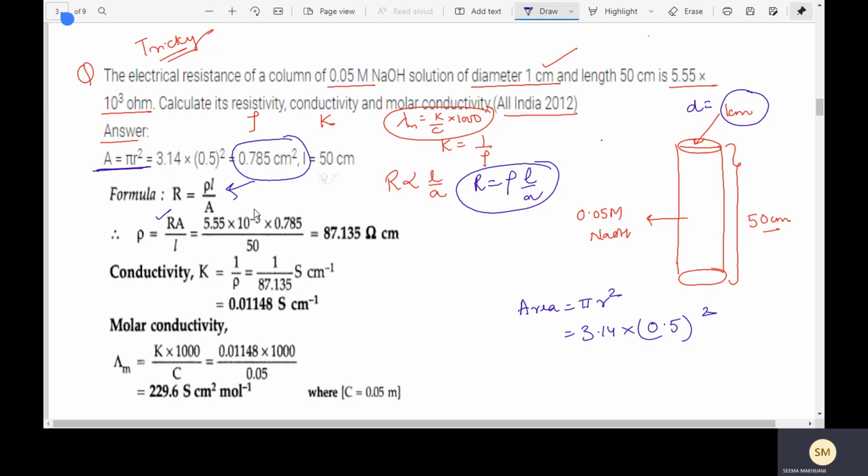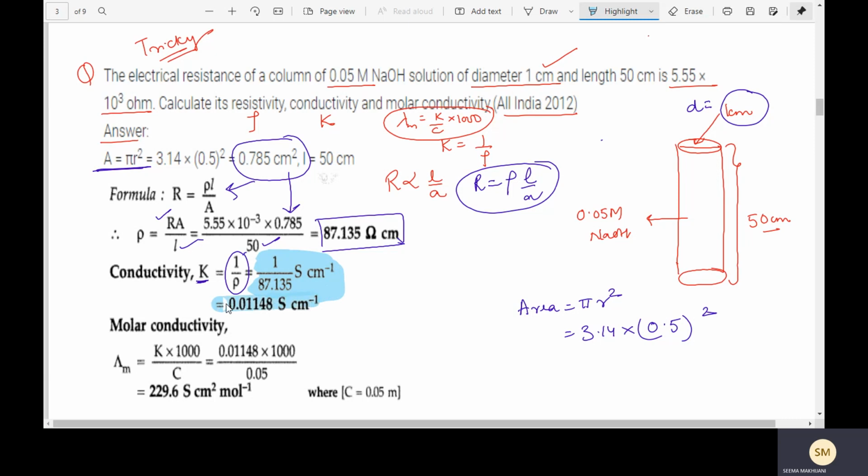ठीक है? So this is your area of cross section. A आ गया and you have your L. L आपको centimeters में दिया हुआ था. So your resistivity की value is this ohm centimeter. Don't forget the units. Conductivity, as I said, is nothing but inverse of resistivity. So you will just substitute the value of resistivity in the denominator and you will end up in the conductivity value.